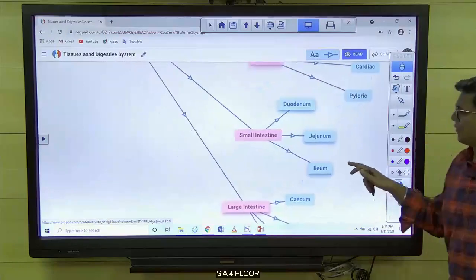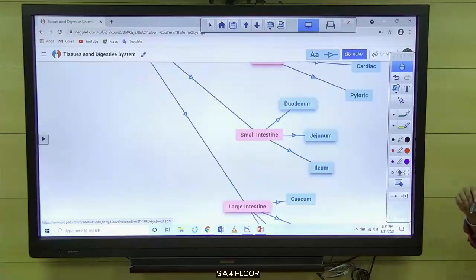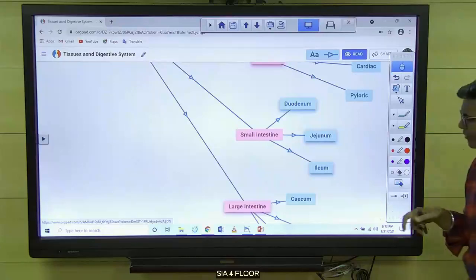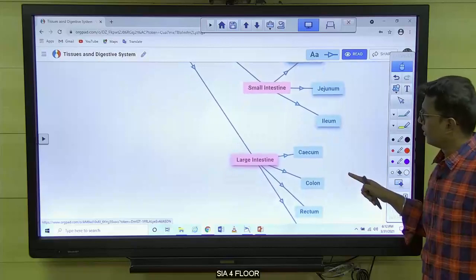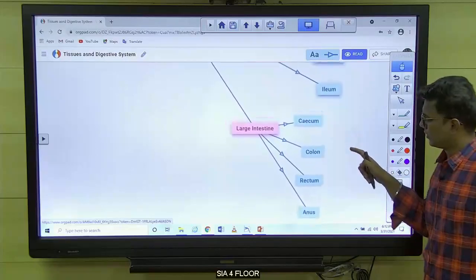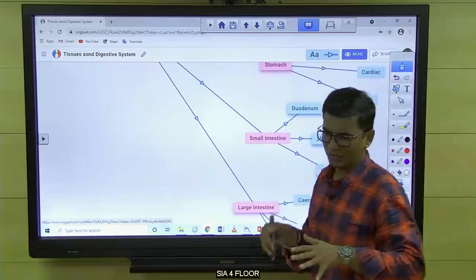In small intestine, you have different coils. You have duodenum, jejunum, and ileum. So these are the parts of the small intestine. And the large intestine is divided into 3 major parts, that is cecum, colon, and rectum. And then it drains into anus. That's the end of the overall skeletal structure of the digestive system.